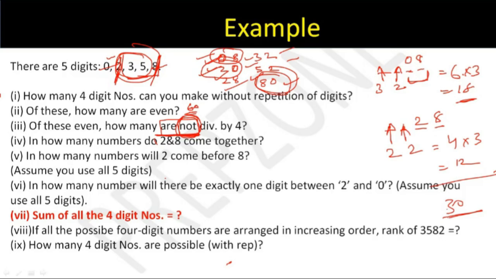Okay? Which means, question में क्या पूछा था? How many numbers are not divisible by 4? So 60 में से 30 are divisible by 4. So 60 minus 30, 30 numbers will not be divisible by 4. The answer to this question is 30.